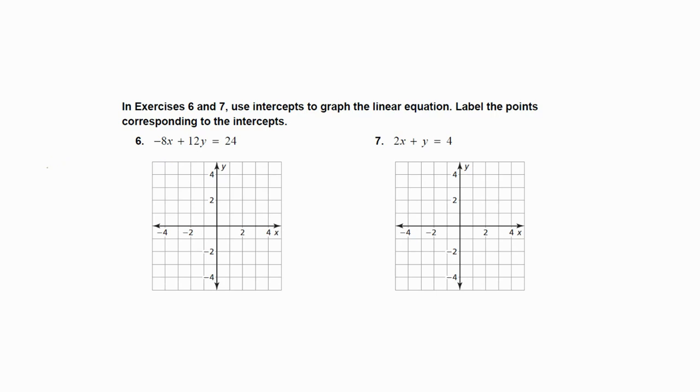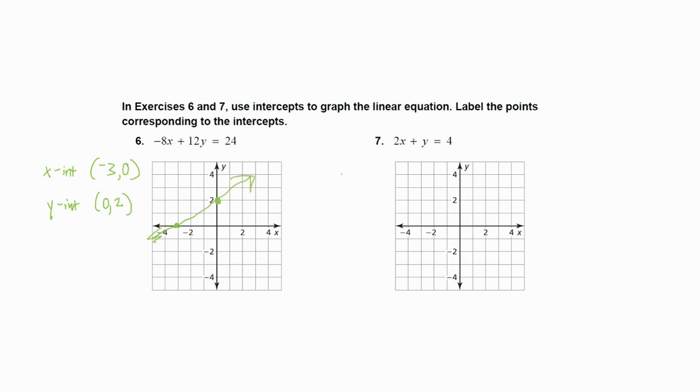Okay, first find the x-intercept. You should have come up with negative 3, 0, and that's going to be right here on the grid. Now find the y-intercept. You should have come up with 0, 2. 0, 2 is right here, and we graph it like so.